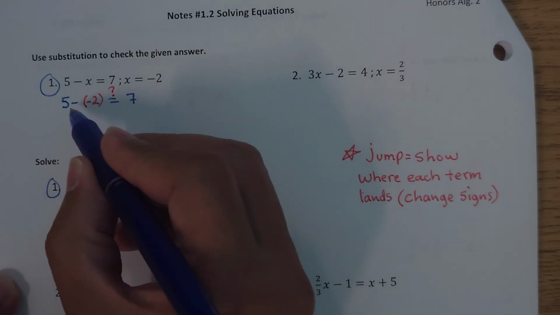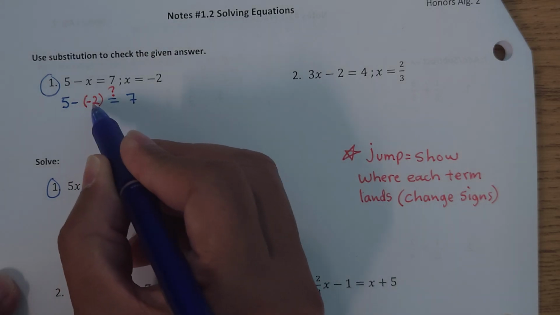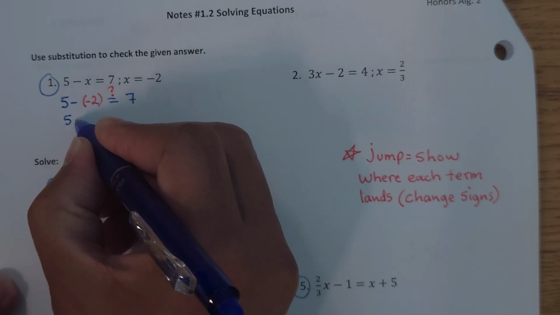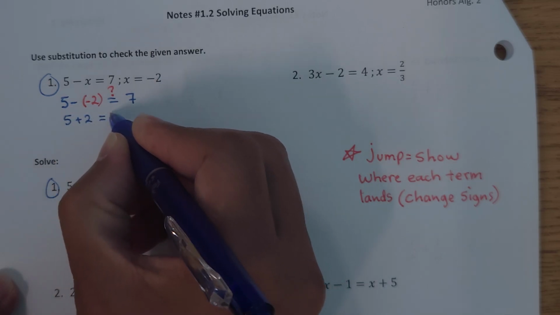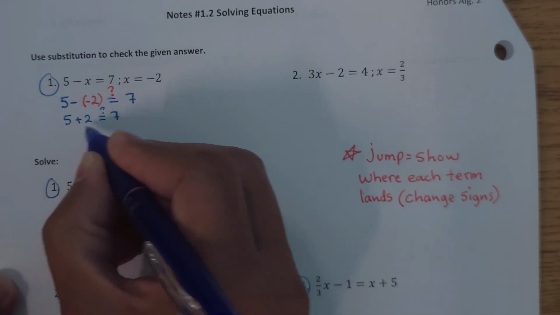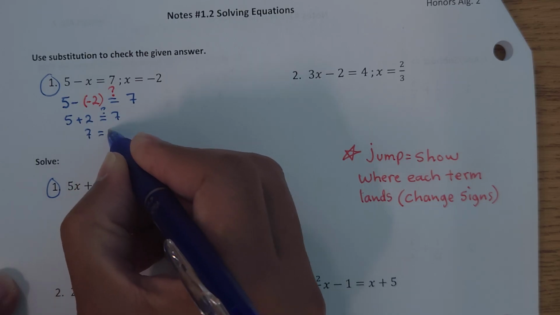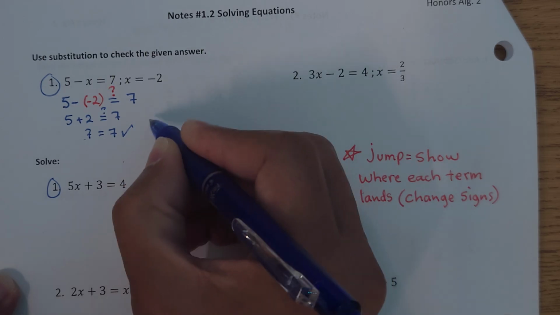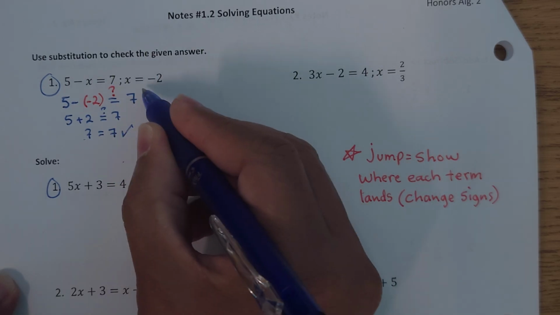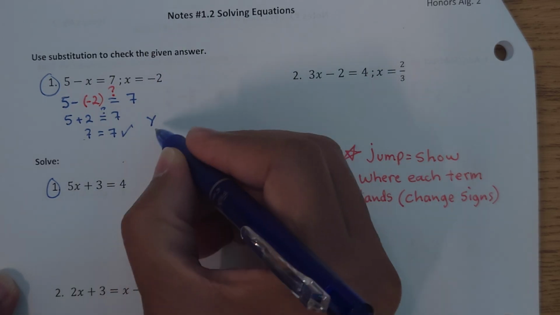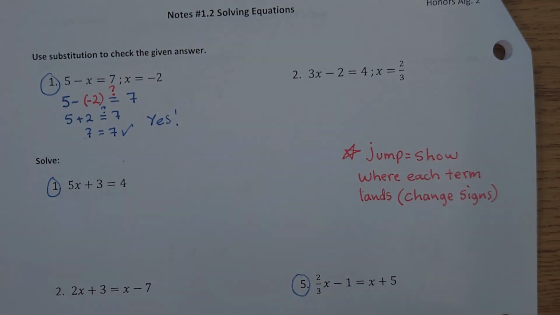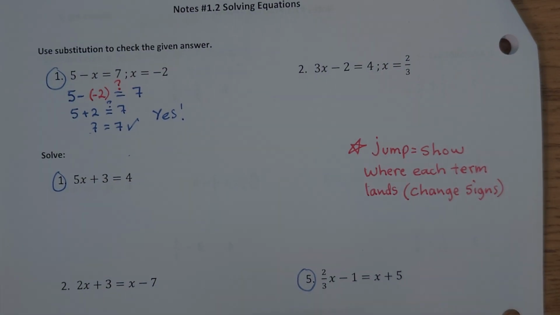So then, as you remember from algebra, if you have a negative in front of a negative, that's going to make this a positive. So then this becomes 5 plus 2 equals 7, still question mark. 5 plus 2 is 7, so in the end, this is a true statement because 7 is equal to 7. So that means, is the given solution an answer to this problem? The answer is yes. Okay, and we just showed that it is by checking.